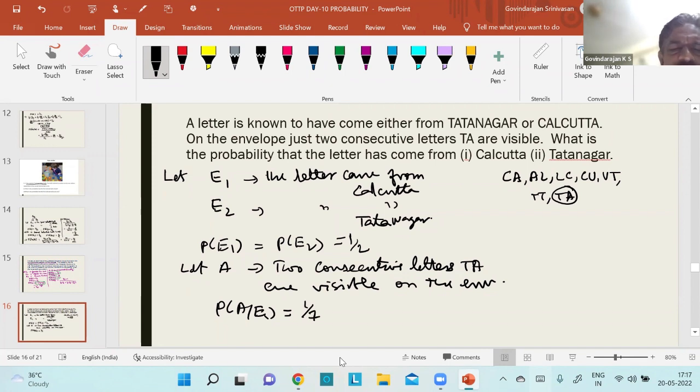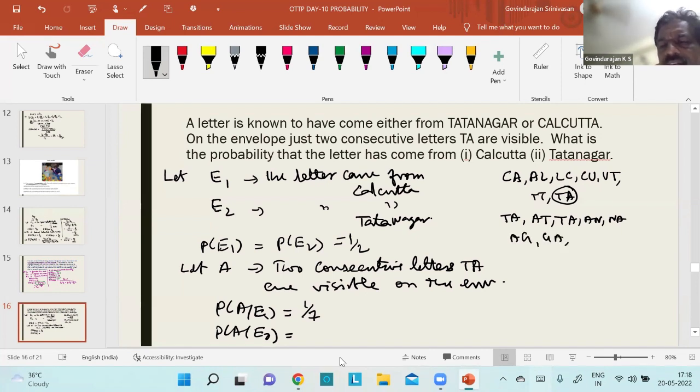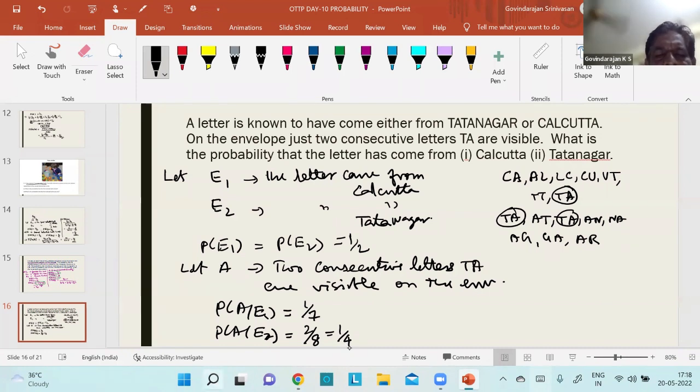So probability of A given E2 is that the consecutive letters TA are visible on the envelope, given it came from Tatanagar. Tatanagar means TA is one consecutive, AT, TA, AN, then NA, AG, GA, and AR. Am I right? I think 1, 2, 3, 4, 5, 6, 7, 8. So 8 consecutive letters are there, and in that the two consecutive letters TA come twice. So the probability is 2 over 8 or 1 over 4. The probability of A given E2 is 1 over 4. A given E1 is 1 over 7.